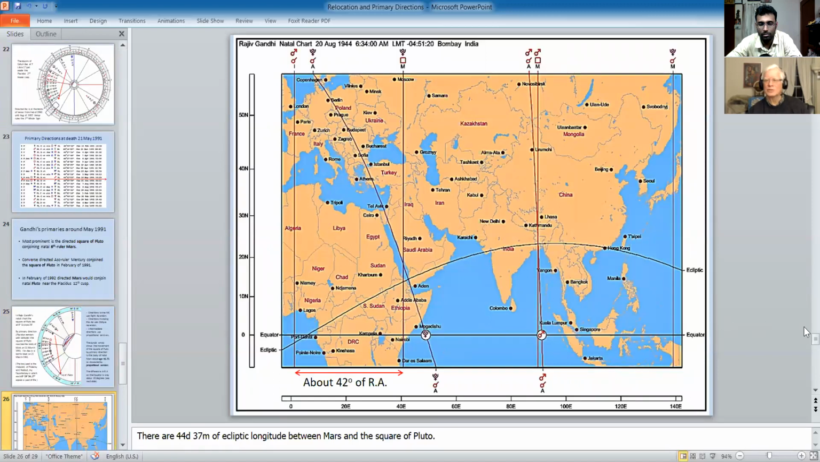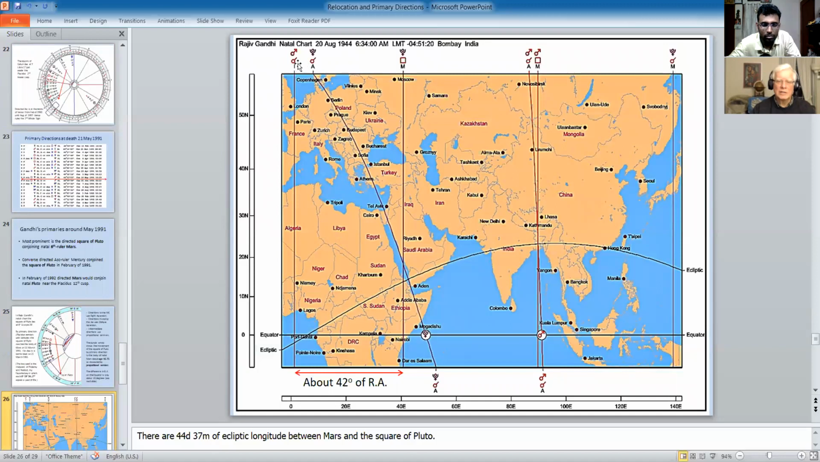So here are parts of his chart I mapped onto India and the surrounding area. Again, this is the ecliptic. This is the equator. And what I did was, this line here goes through Pluto. This line here goes through the square of Mars. Here's the square of Pluto. And this is Mars, the meridian that goes through Mars.